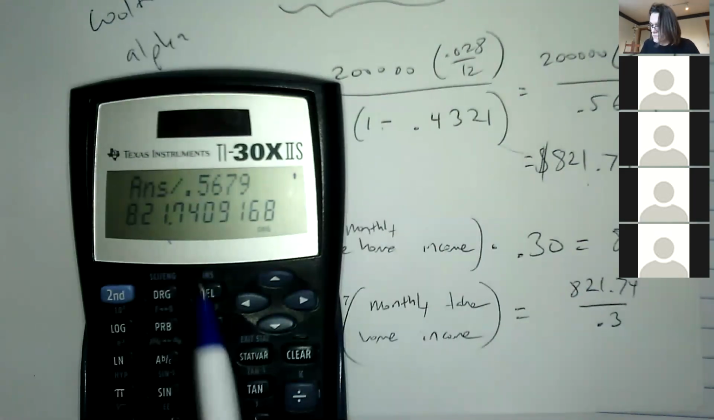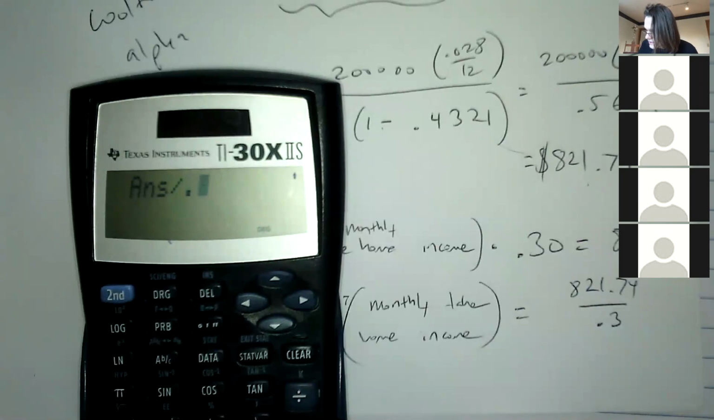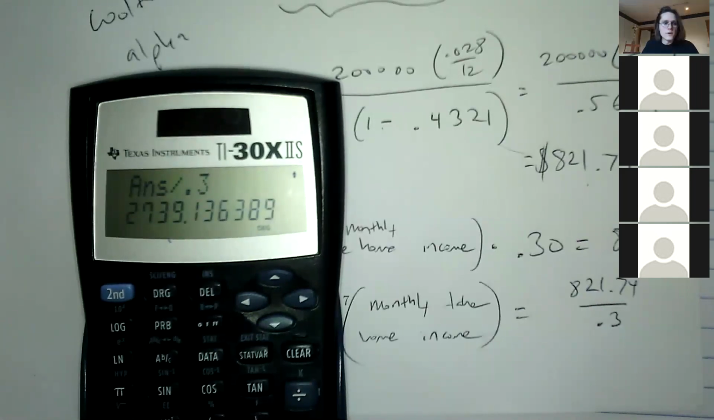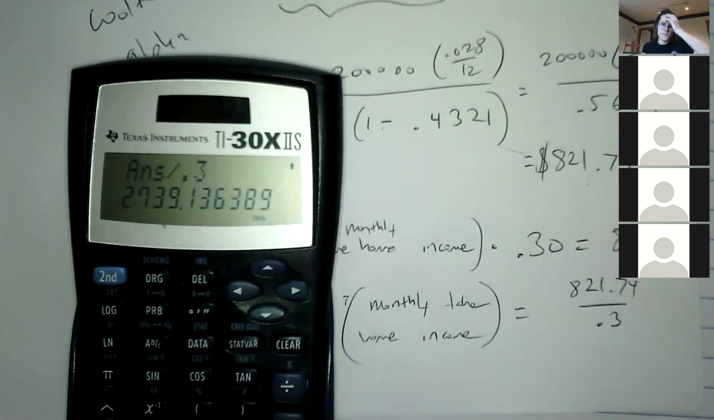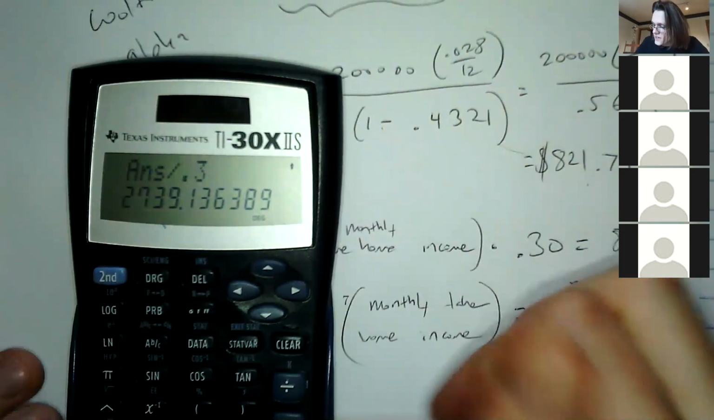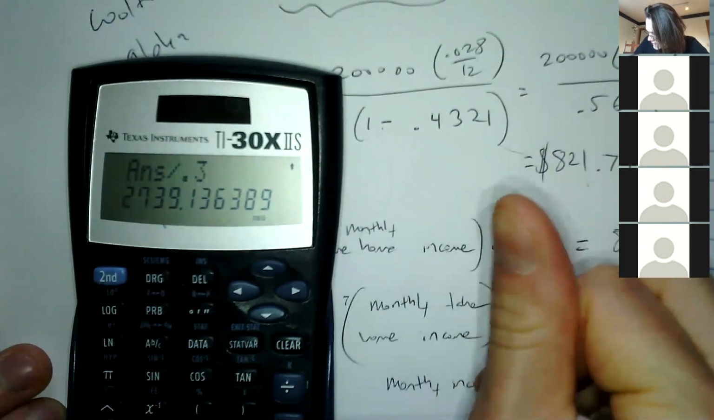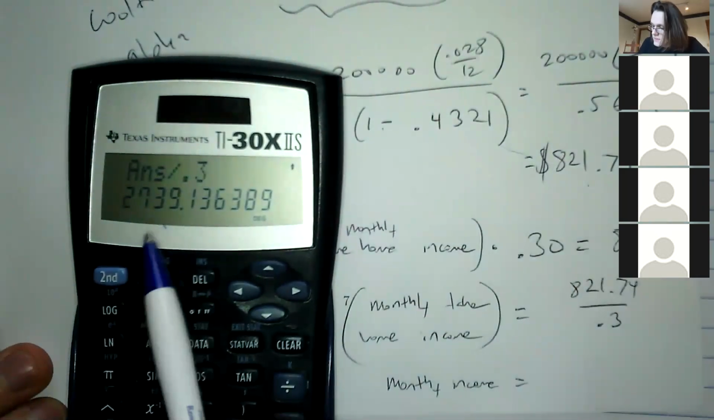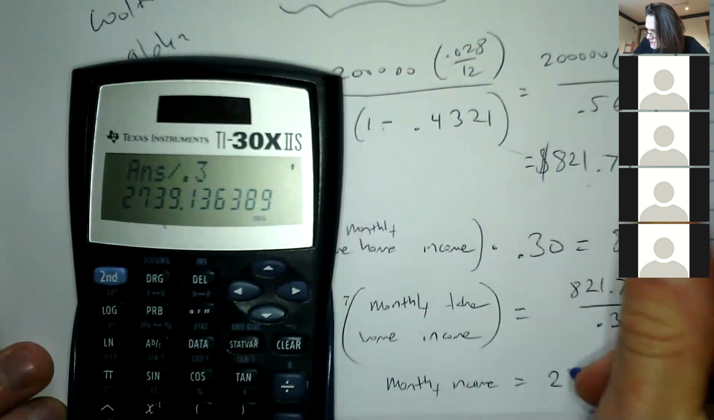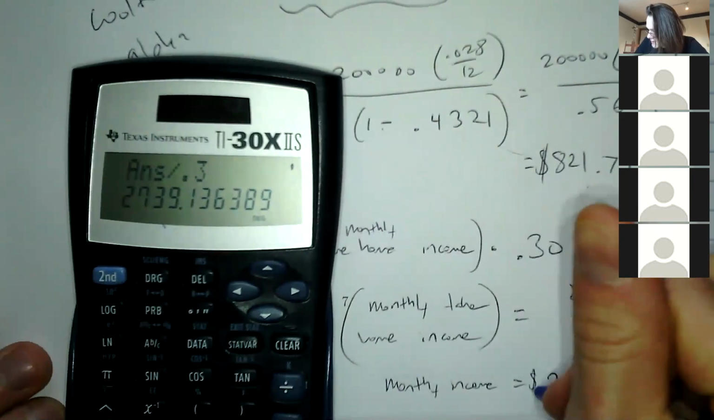So I already have it up, luckily. So divided by 0.3. To afford this house under this standard where only a third of your income can go towards your mortgage, you would have to make monthly 2,739 bucks, give or take.